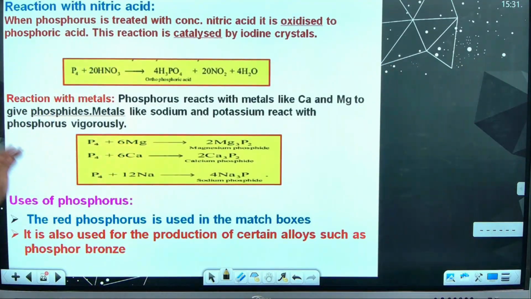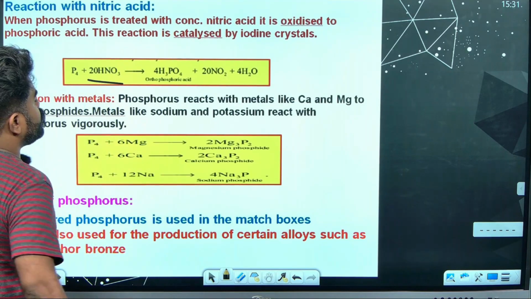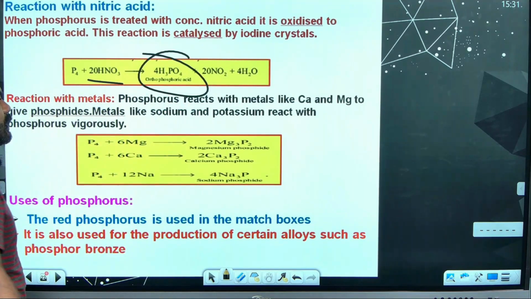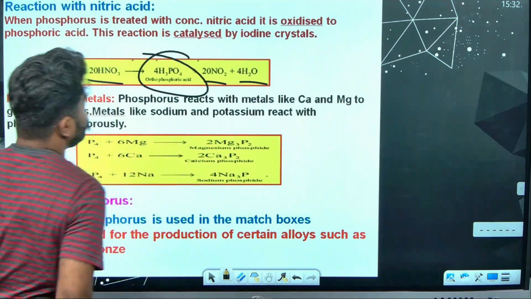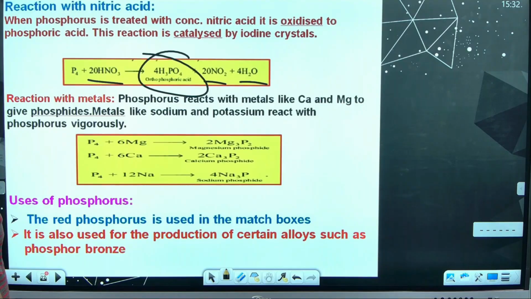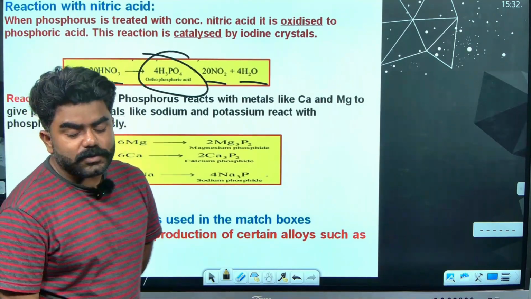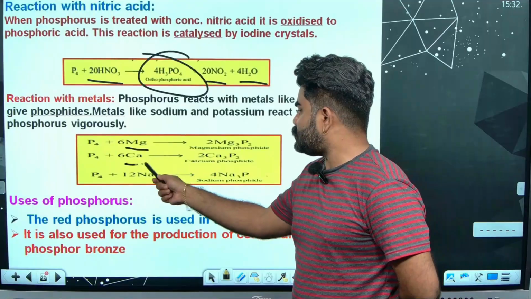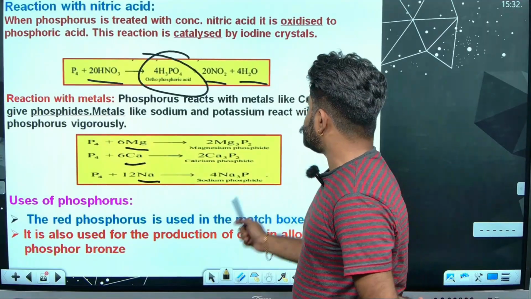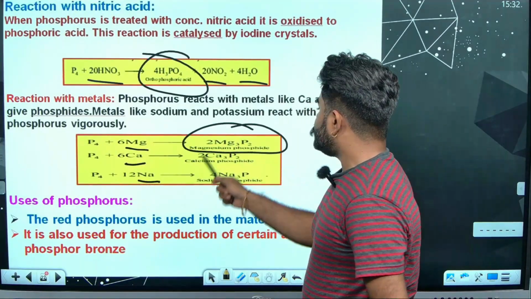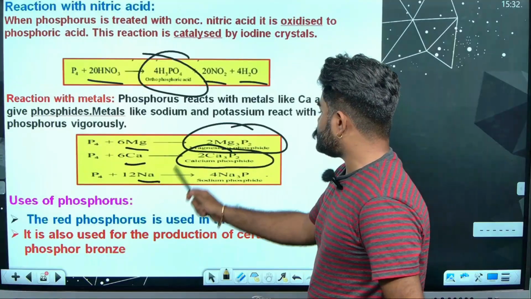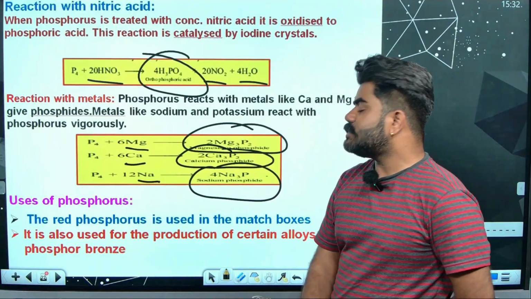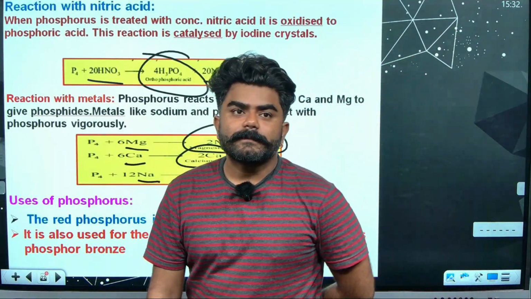Then reaction with nitric acid. Phosphorus with concentrated nitric acid forms orthophosphoric acid, H3PO4, with evolution of NO2 and elimination of water. Then how does phosphorus react with metals? If you take magnesium, calcium and sodium, phosphorus forms magnesium phosphide. Then with calcium it forms calcium phosphide, and with sodium it forms sodium phosphide.